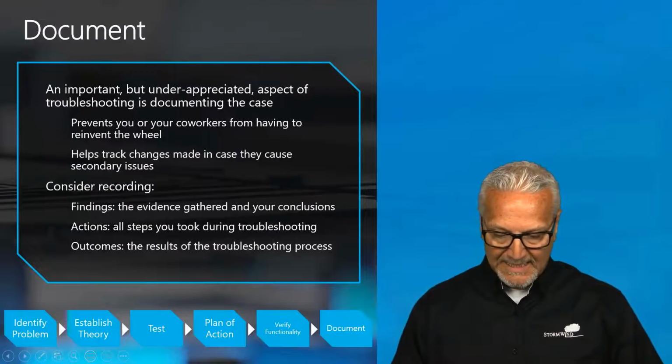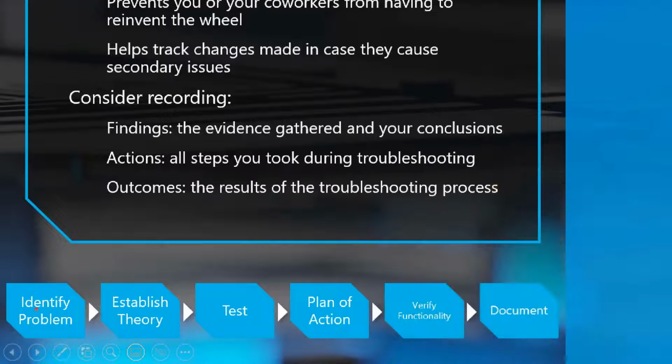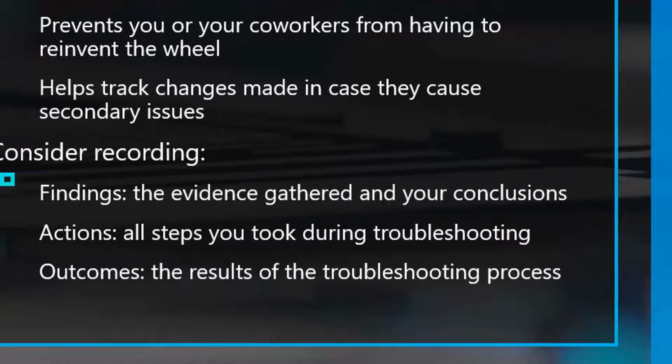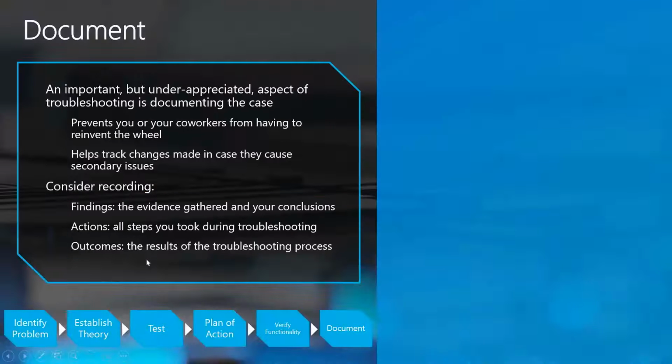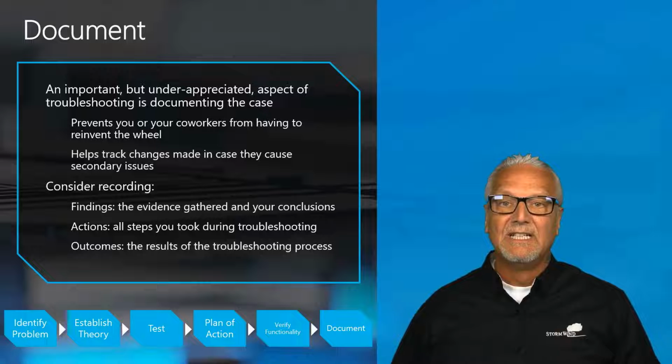So IETEVD. I should probably move out of the way. I, identify the problem. E, establish a theory. T, test your theory. And then it's actually EVD: establish a plan of action, verify full system functionality, and then document what you did. In your documentation, you want to document the findings, the actions, and the outcomes, so in the future your organization can properly handle scenarios that you figured out how to solve.